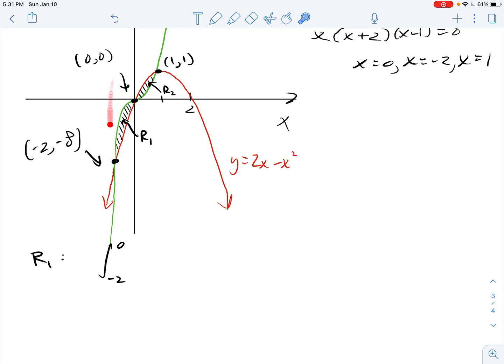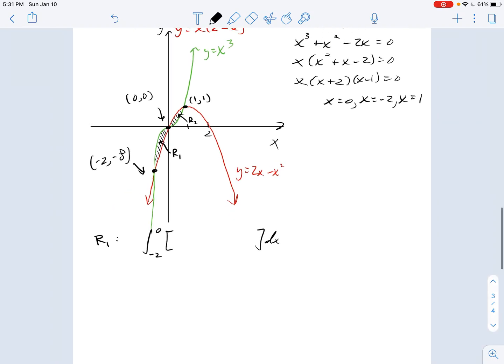Here's the vertical line, x equals negative 2. Here's the vertical line, x equals 0. It's in between. And then we would integrate top minus bottom. When in doubt, parentheses all over the place. For that one, our top function is x cubed, and our bottom function is 2x minus x squared.